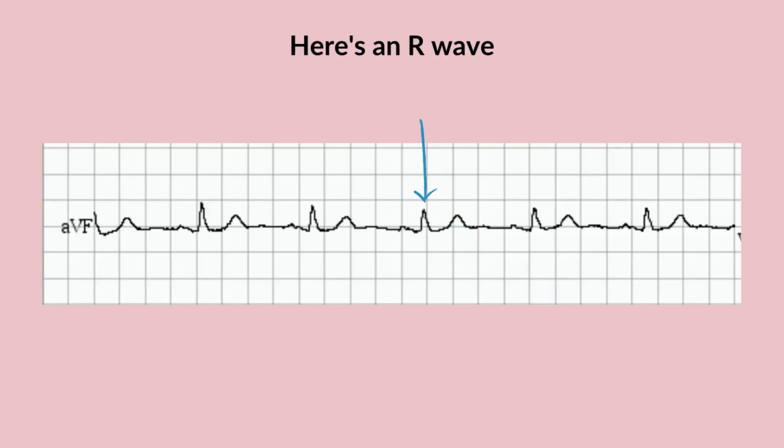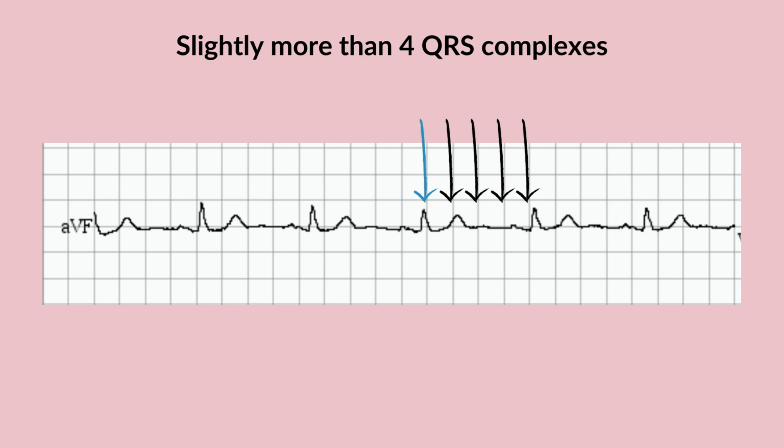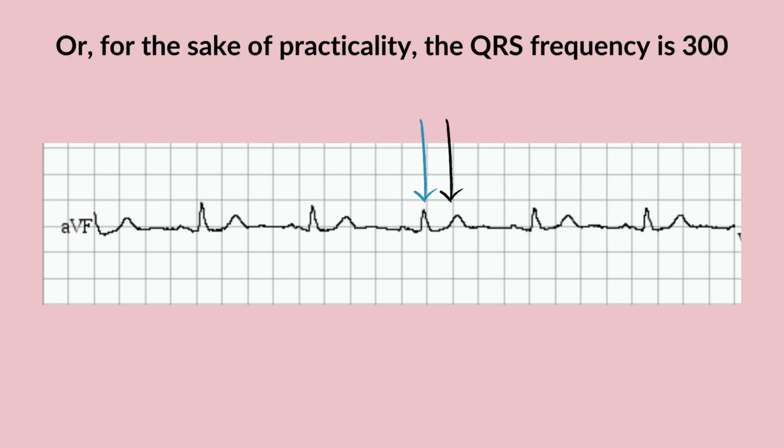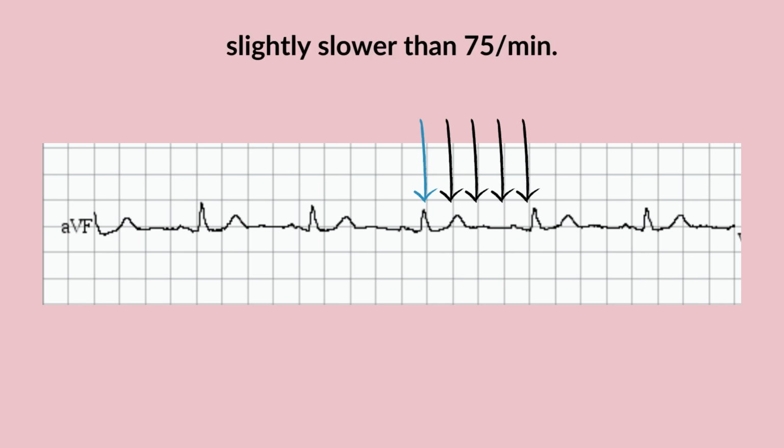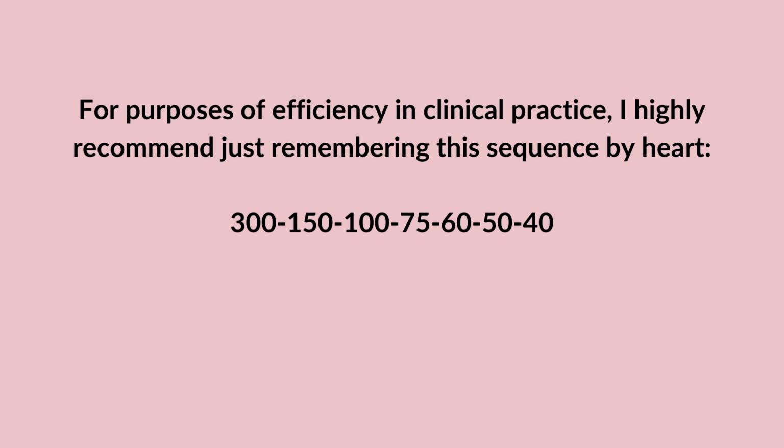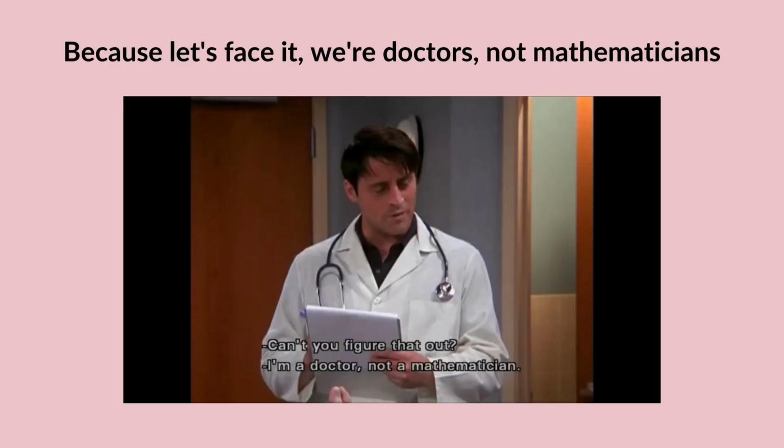Here's an R wave, here's the next R wave, and between them, we can count 1, 2, 3, slightly more than 4 large squares. Or, for the sake of practicality, the QRS frequency is 300, 150, 100, slightly slower than 75 per minute. For purposes of efficiency in clinical practice, I highly recommend just remembering this sequence by heart: 300, 150, 100, 75, 60, 50, 40. Because let's face it, we're doctors, not mathematicians.